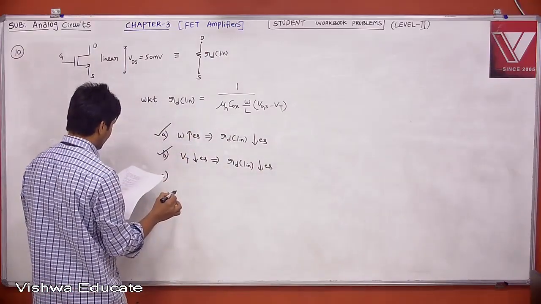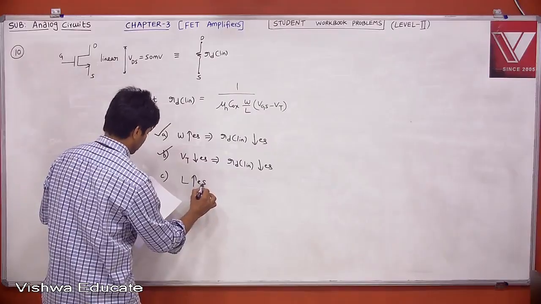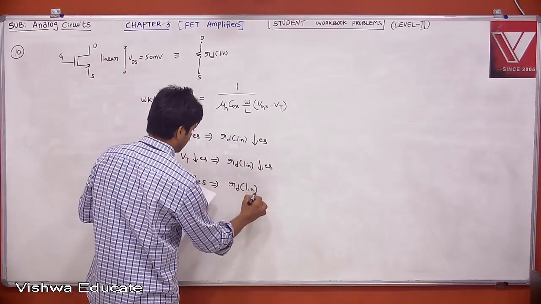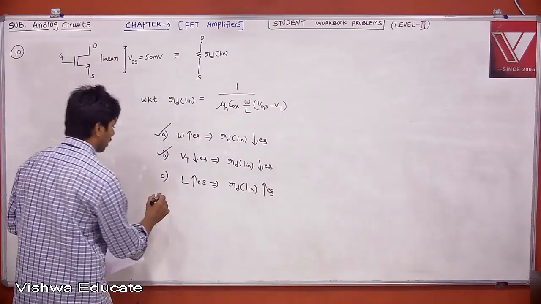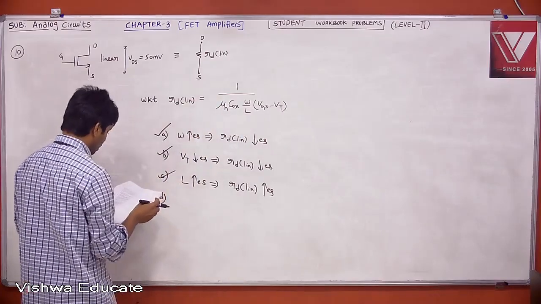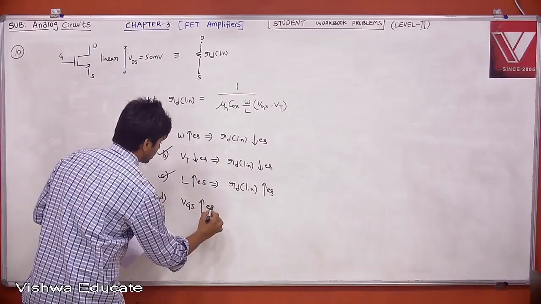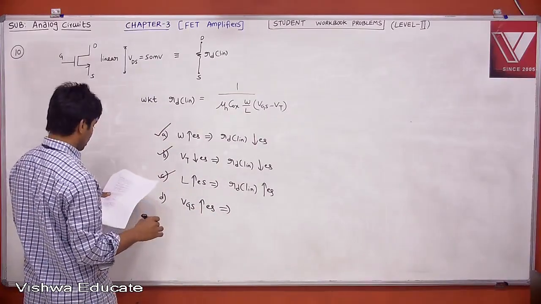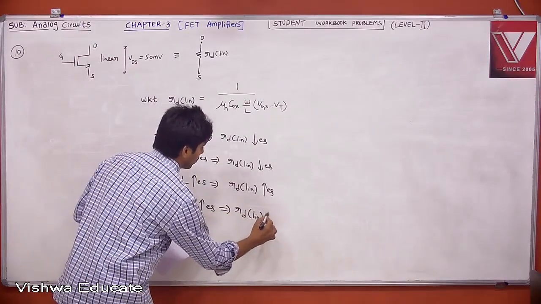Option C. If device length is increased, your resistance will increase actually. Yes, this is also true. If L is increasing, length is increasing means resistance will increase. That is fine. Option D. If VGS increases, again strength increases, then your channel conductivity increases, resistance decreases. But he is saying that resistance increases. This is wrong actually.